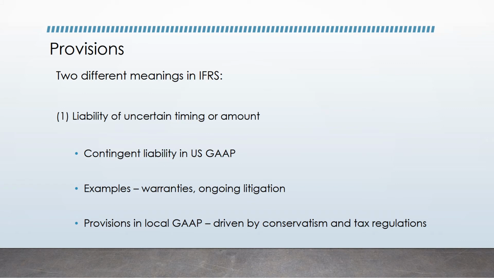So the term provisions has two different meanings, to sum this back up. A liability of uncertain timing or amount. It's what we call a contingent liability in US GAAP. Examples are going to be things like warranties and ongoing litigation. And provisions in local GAAP are driven by conservatism and tax regulations.